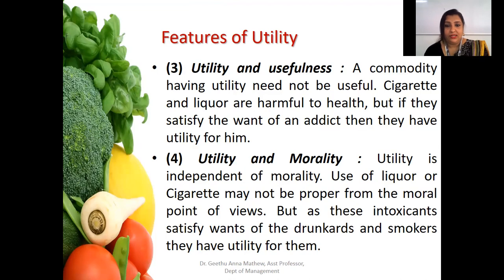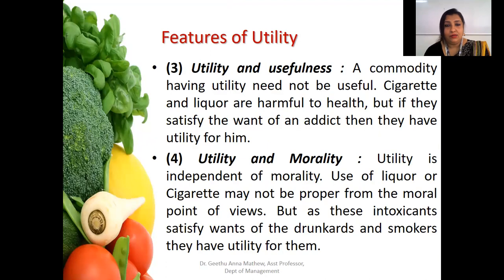Then, utility and usefulness. A commodity having utility need not be useful. Cigarettes and liquor have utility for a smoker or a drunkard, but they are not useful, right? And utility and morality: utility is independent of morality. The use of liquor or cigarettes may not be proper from a moral point of view, so we can't relate utility with morality, because these intoxicants satisfy the wants of drunkards and smokers, and they have utility for them. So these are the basic features of utility.